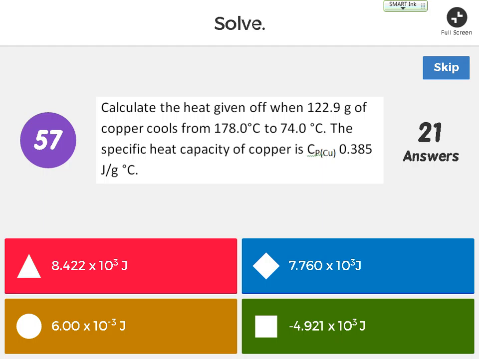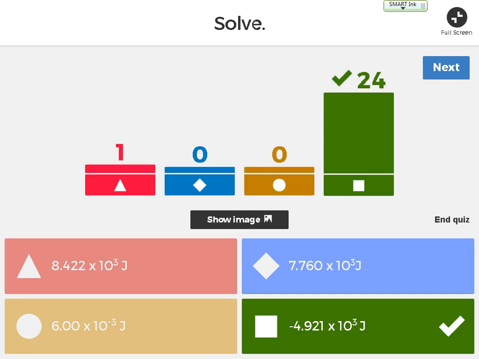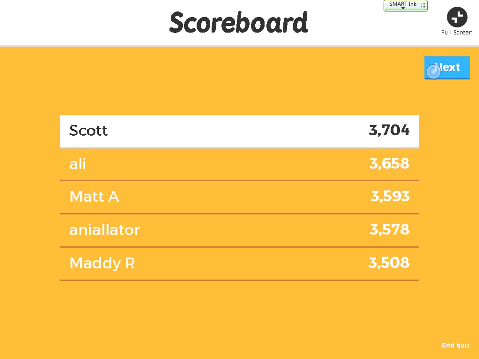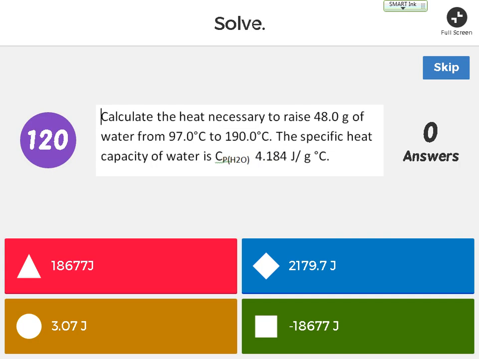Alright, last 10 people. I give you a lot of time. 2, 1. Okay. Good! Yay! I don't really need to go over it. What was the formula? Q equals mcΔT, and it was released, so it was negative. Good. Solve. Ready? Calculate the heat necessary to raise 48 grams of water from 97 to 190. The specific heat capacity of water is 4.18 joules per gram degree C.